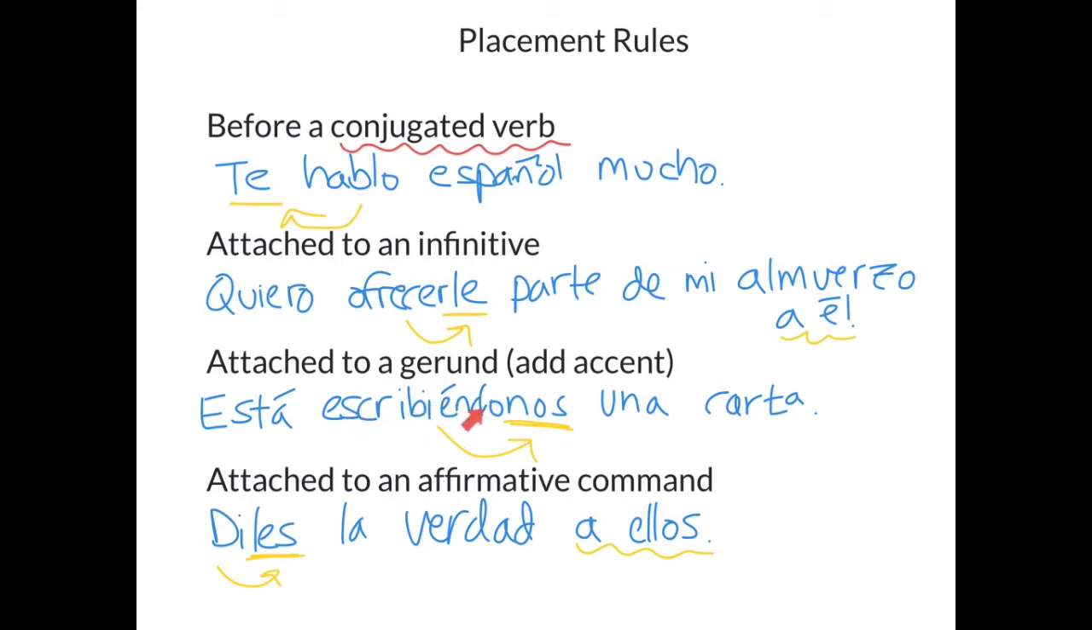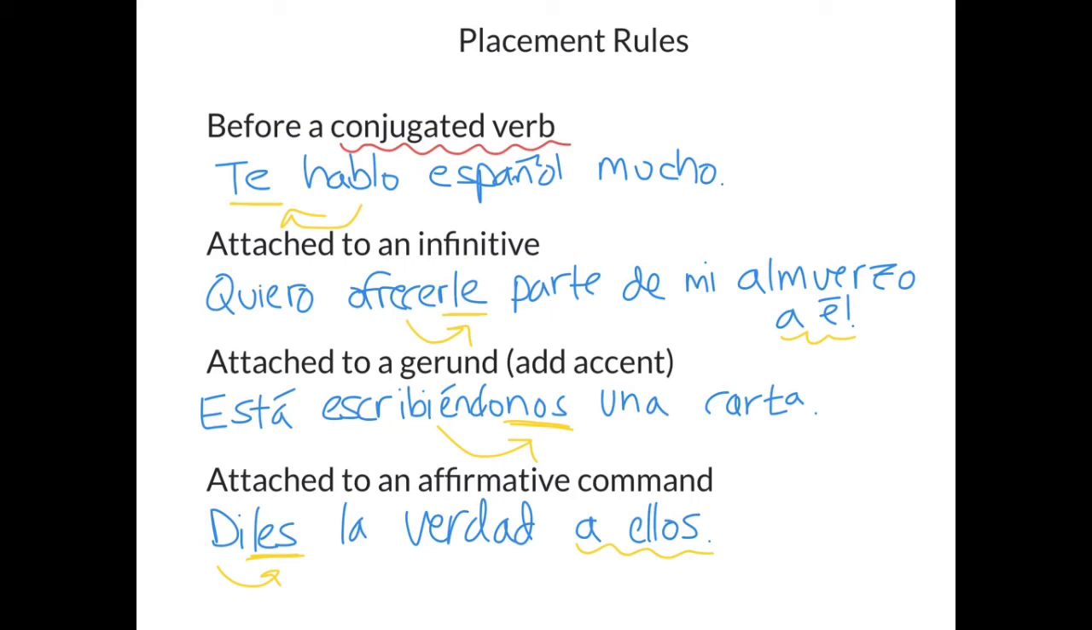It's attached right to the end of the -ing form, so escribiendo for this -ir verb. You'll notice that on -iendo, the e gets an accent mark if you attach. If you had an -ar verb like hablando, for example, the accent would go over the a in -ando, only when we attach like so.